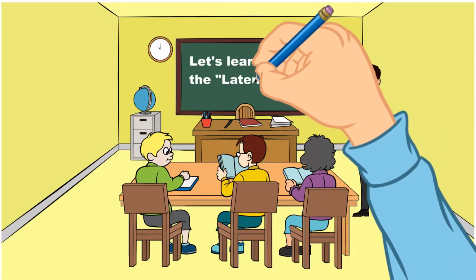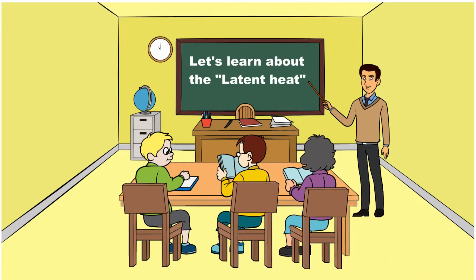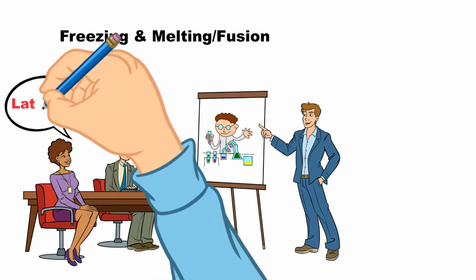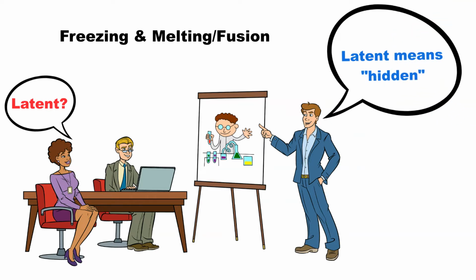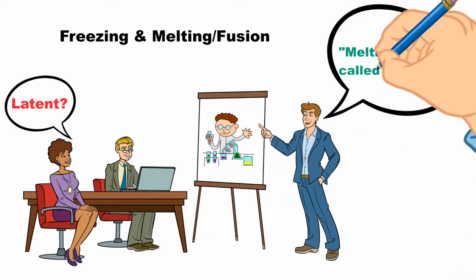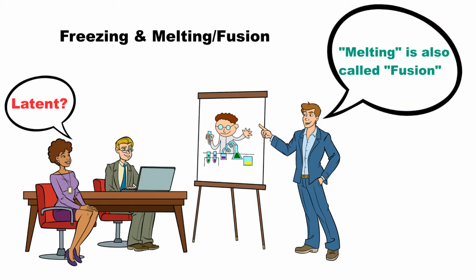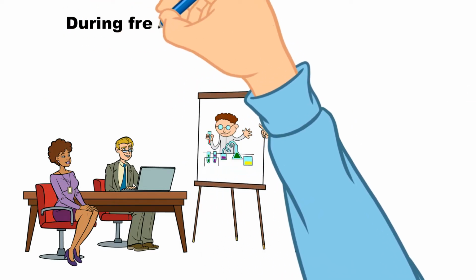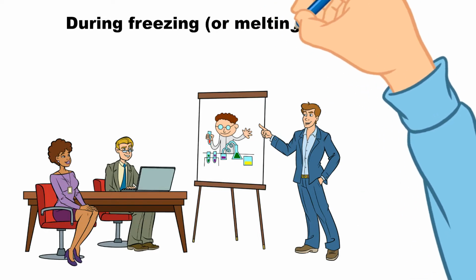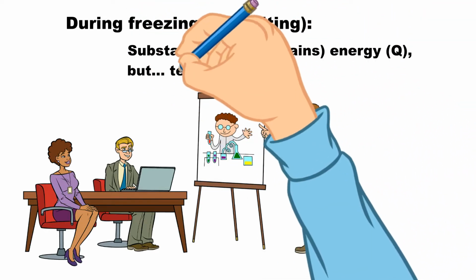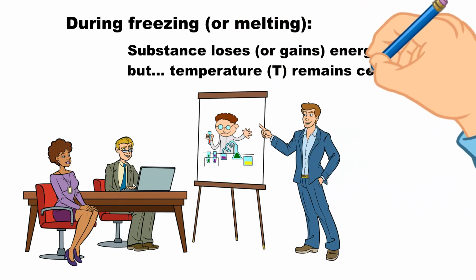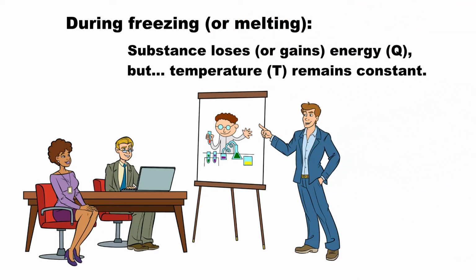In this class, let's learn about the latent heat. What do you mean by latent? Latent means hidden or concealed. Melting is also called fusion. During freezing or melting, substance loses or gains energy, but temperature remains constant. The absorbed heat in this case is called the latent heat.